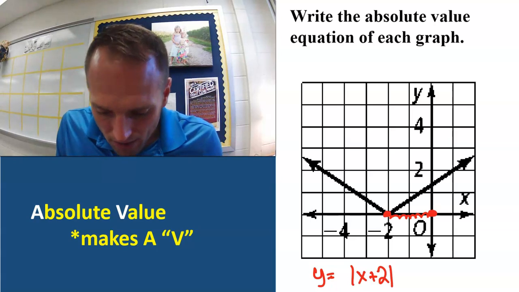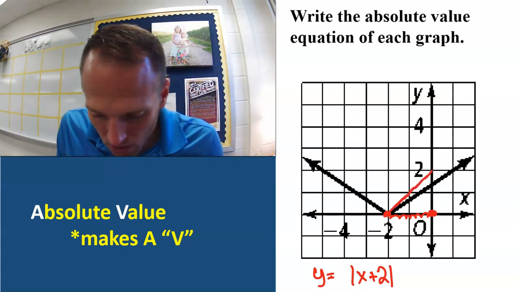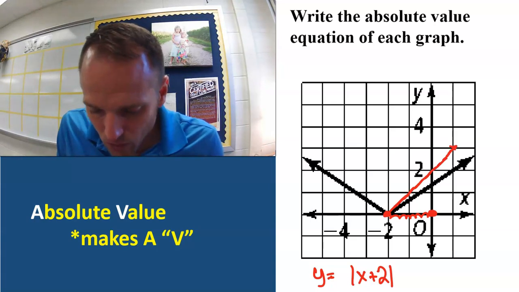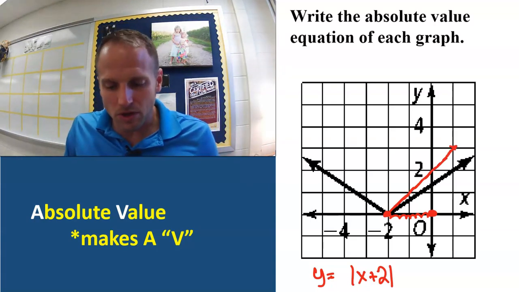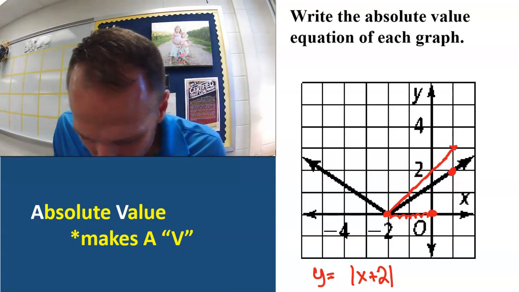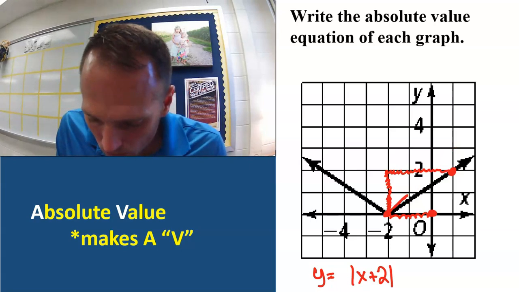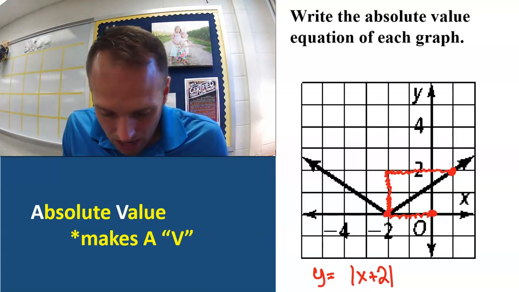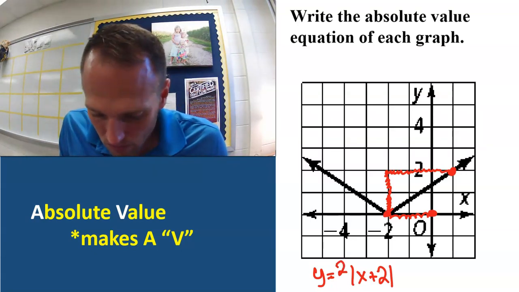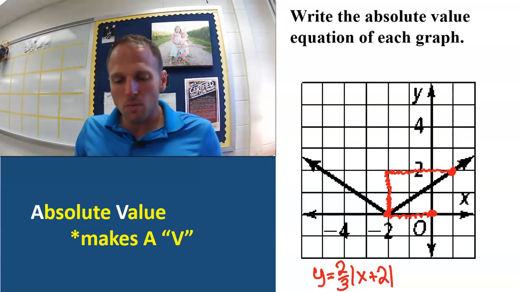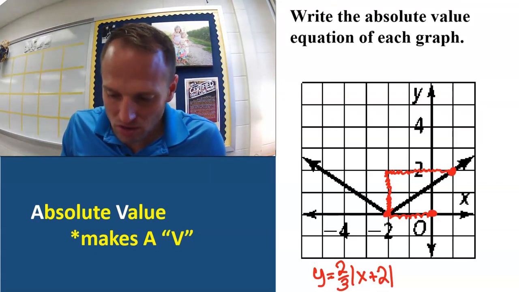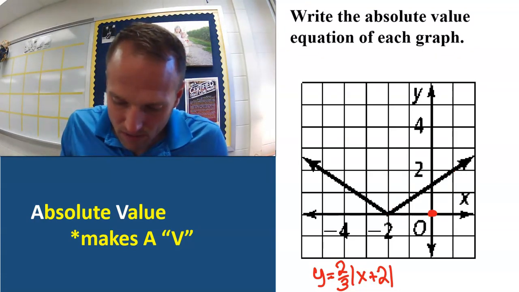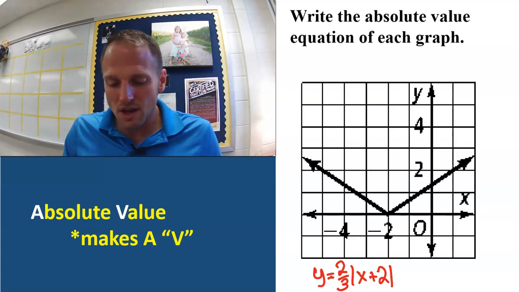Now, our parent graph is normally up 1 over 1. And this one looks like it has squashed down a little bit. So let's see what it is. What did we actually do? It looks like we went up 2 and over 3. So 2/3 is our slope. So we just put that out in front of our x value, which is inside the absolute value. 2/3 is our slope. That is actually the equation for this graph that was drawn for us. Y equals 2/3 times the absolute value of x plus 2.